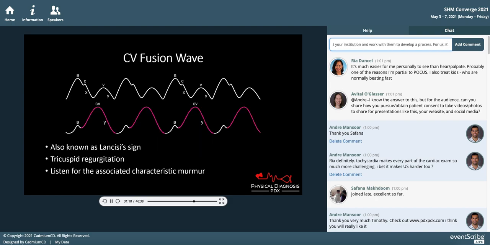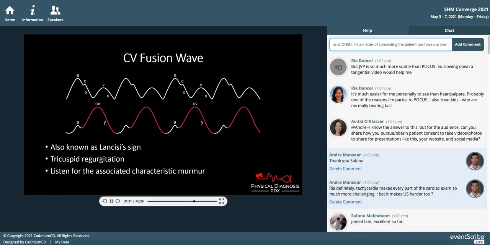Next up is the CV fusion wave, also known as Lancisi sign. Here we have lost our X descent, and it's been replaced by a large CV wave, which is followed by an augmented Y descent. This is caused by severe tricuspid regurgitation, and that makes sense because during ventricular systole, the atria are relaxing, causing the X descent.